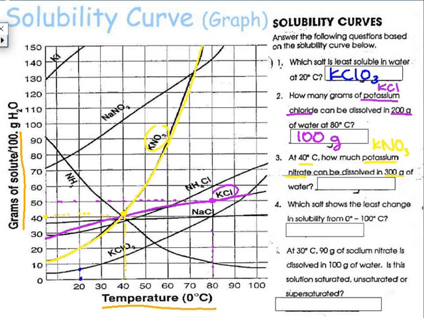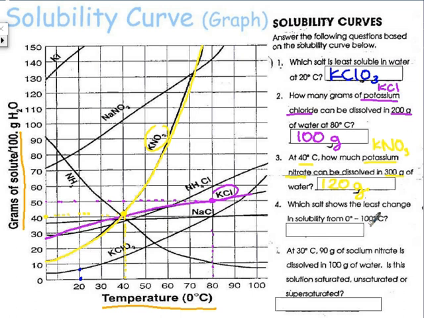So 4 times that would be 120 grams. All right. Now, which salt shows the least change in solubility from 0 to 100? So which salt is going to show the least change? Which one does not dissolve more or less very much?